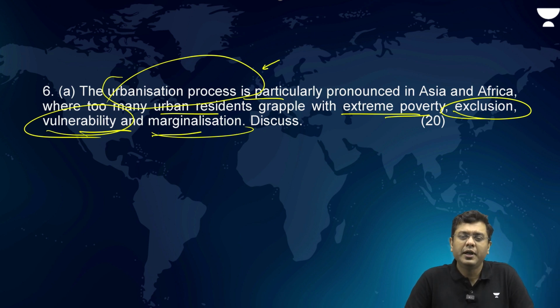Give the example of any of the metropolitan region in our country. That will also help you substantiate that, okay, and talk about what can be the solution or the way forward, because it is a 20-marker question.